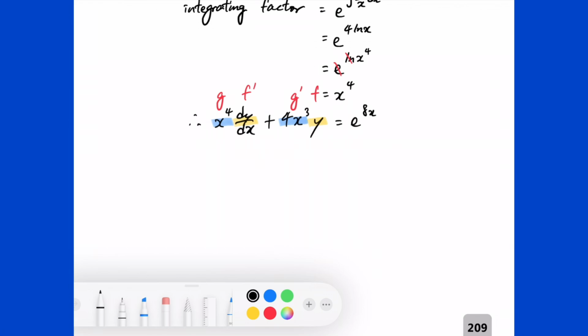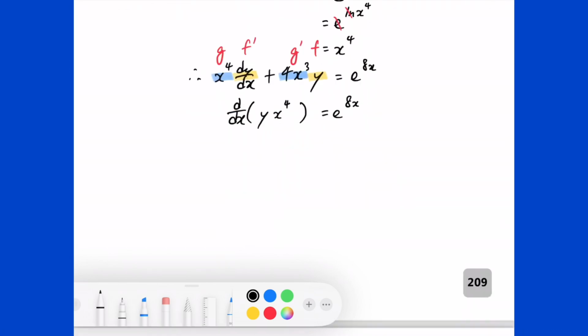And according to the product rule, this is based on the derivative of a product of two functions f and g, which means on the left-hand side, we can rewrite it as d over dx of a bracket. Inside this bracket is the product of f and g, that will be y times x to the power 4. And the right-hand side is unchanged.